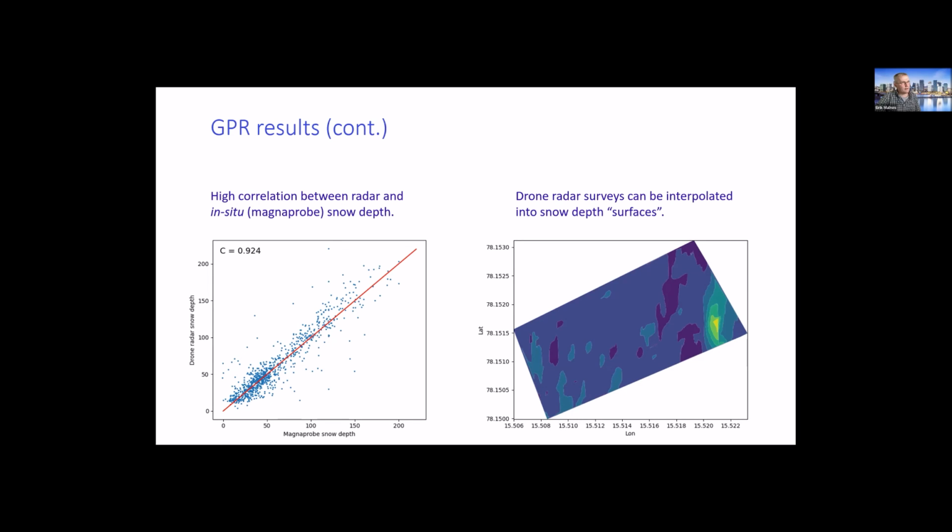So we have compared the GPR measurements with the in situ probing measurements, and it looks very good. We have a very high correlation between the radar-derived snow depth and the in situ snow depth. And we can also, by doing gridded measurements, make these interpolated snow depth surfaces.